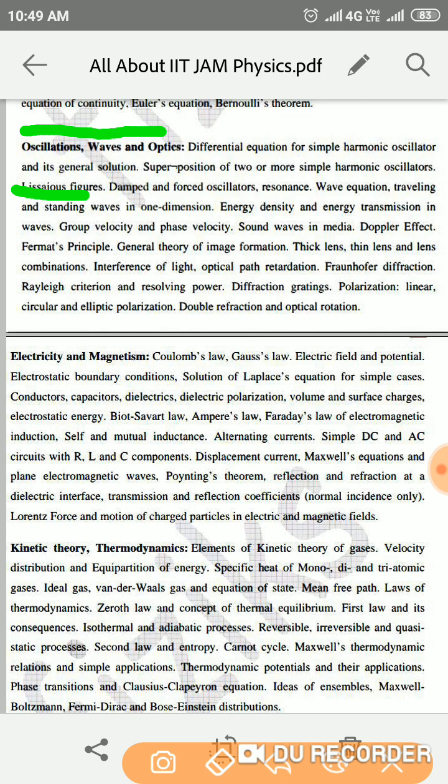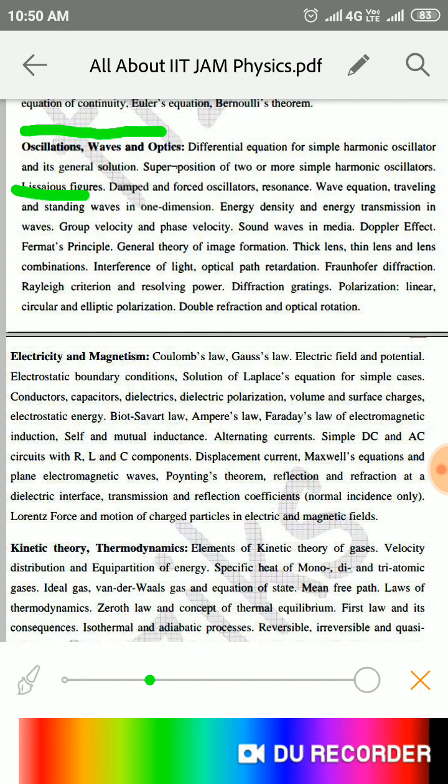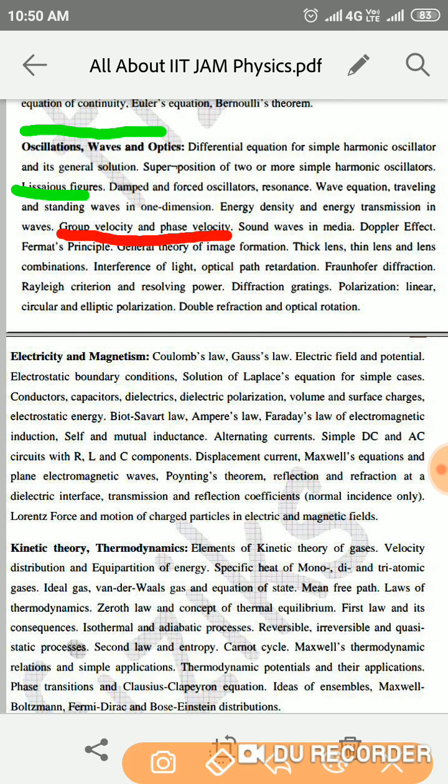In waves, you should know about the wave equation and how to express it in different forms, and traveling wave and standing wave in one dimension, energy density and energy transmission in waves, group and phase velocity, a very important topic. Every year one question is asked from this topic, group and phase velocity. And then sound waves in media. Doppler effect is also very important. So that was all for oscillation and waves.